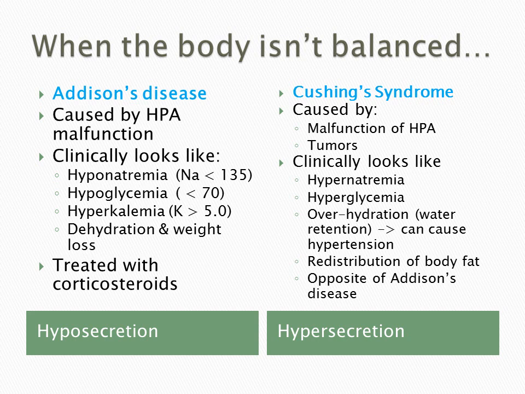So when the body's not balanced, because sometimes something breaks, and it's typically the HPA axis that breaks, you'll either get a hypersecretion or a hyposecretion. For hyposecretion, we technically call that Addison's disease, and it's caused by some sort of break. So either the hypothalamus is sending inappropriate signals, or it's not being sensitive to the signals sent to it. Now, what that looks like clinically is the lab work goes all out of whack.